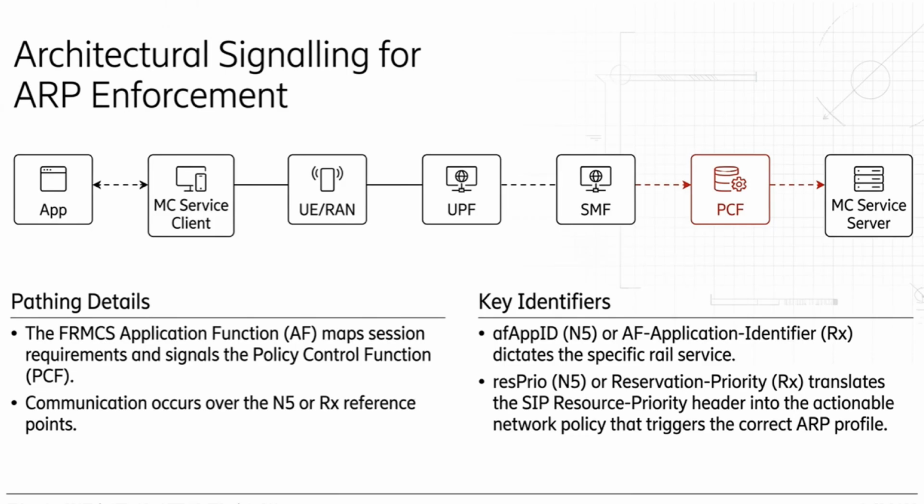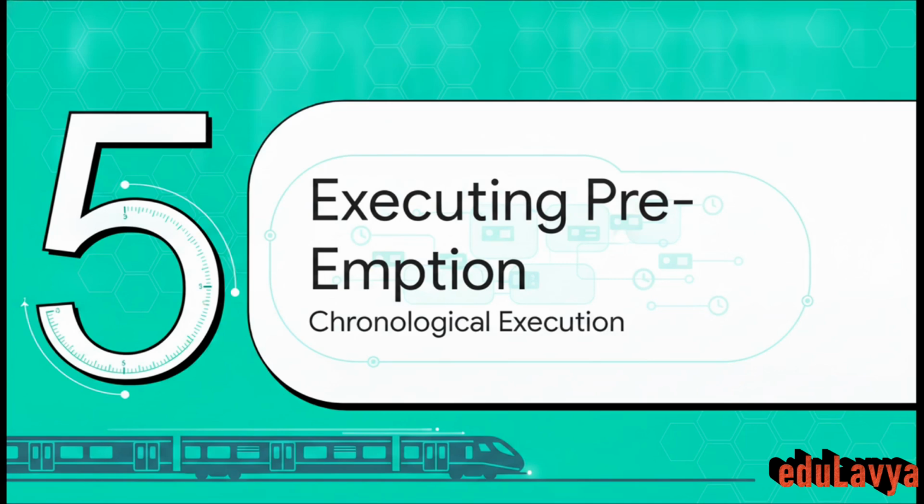Now you might be wondering, where exactly does all this intelligence live? Well, the configuration and mapping of these ARP values are handled by the 5G policy framework. Specifically, it's the Policy Control Function, or the PCF. The PCF acts as the brain here, evaluating the session category of the communication to authorize these specific ARP parameters based on our strict network rules. All right, Section 5, Executing Preemption Successfully.